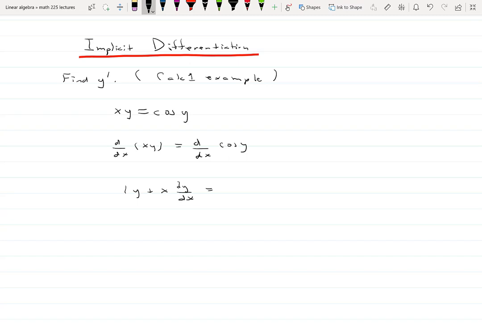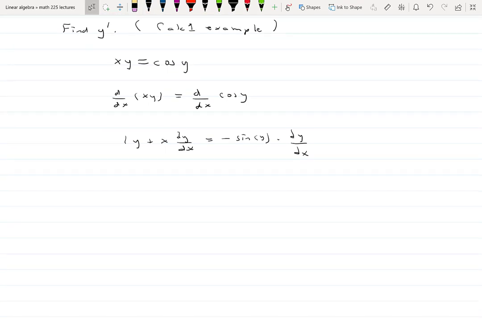So what's the derivative with respect to x of cosine of y? Well, the derivative of cosine is negative sine by the chain rule times the derivative of the inside times dy dx. And what you had to do was to solve for y prime. So I'll do that real quick.